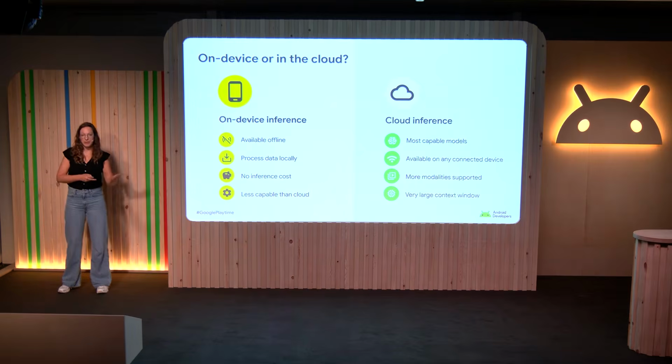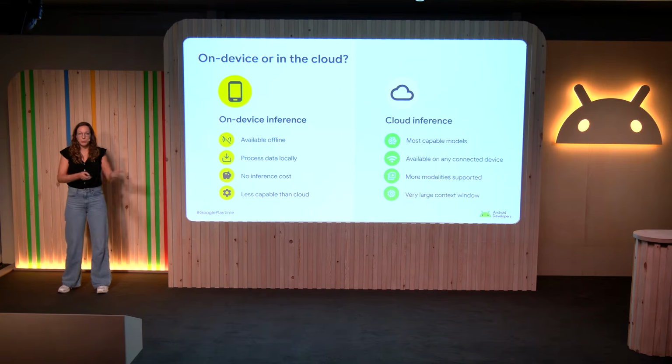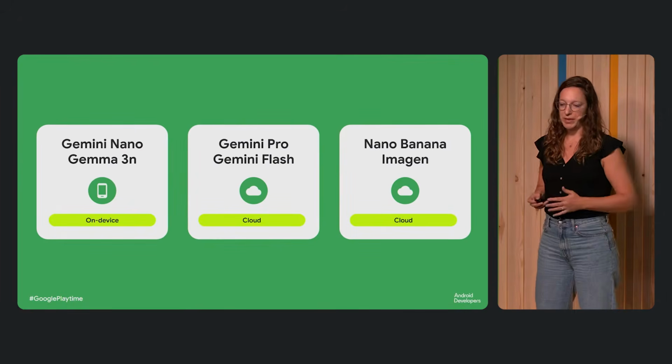On the other hand, cloud inference offers our most capable models and is available on any connected device. But of course, it requires network connectivity and it will incur inference costs. It also has more modalities than you have on device, and the cloud models have a very large context window. So it's really up to your use case to decide if you're going to do on-device or if you're going to do cloud. So let's take a look at all the models that we have available.